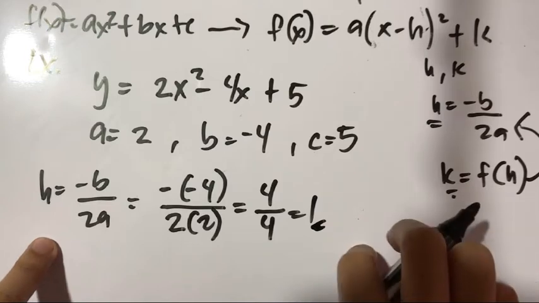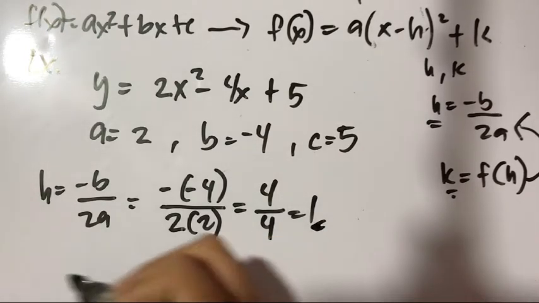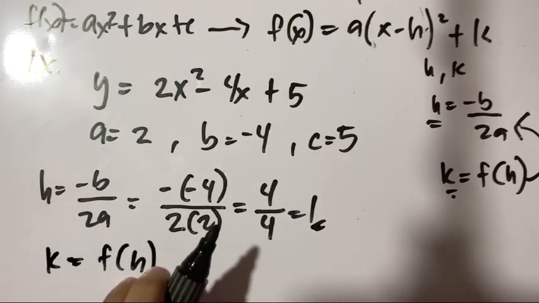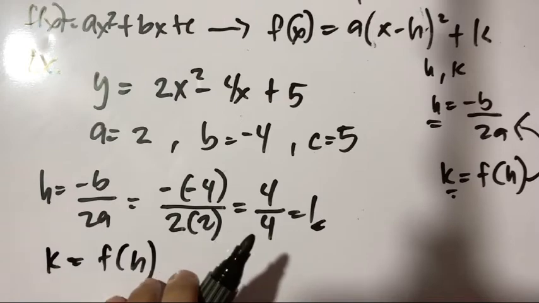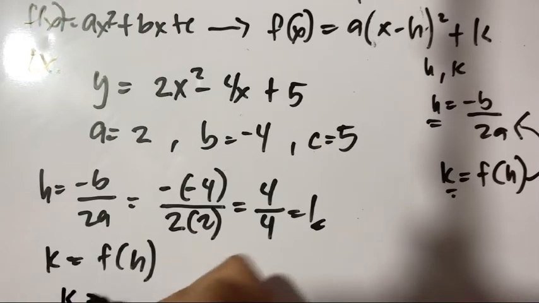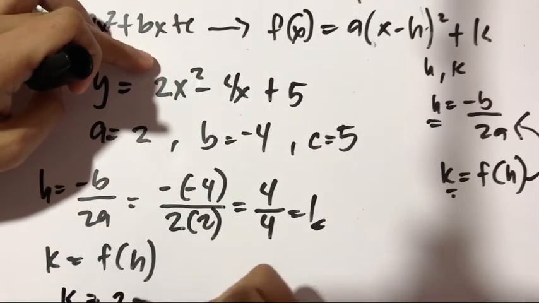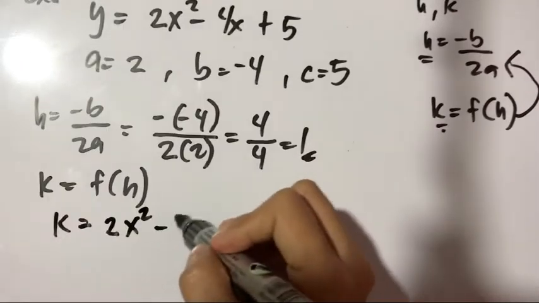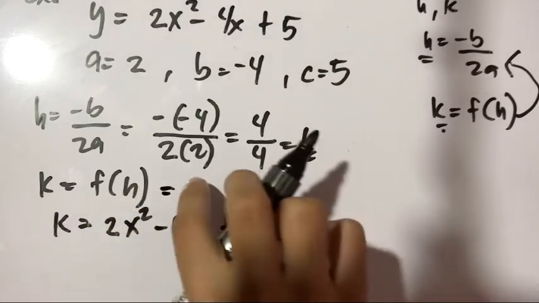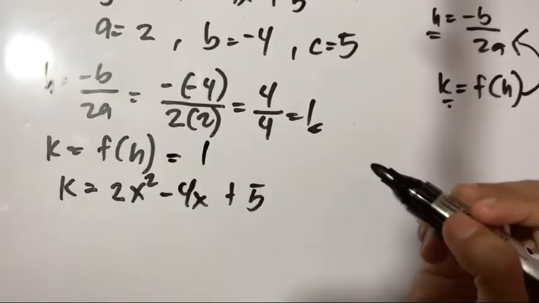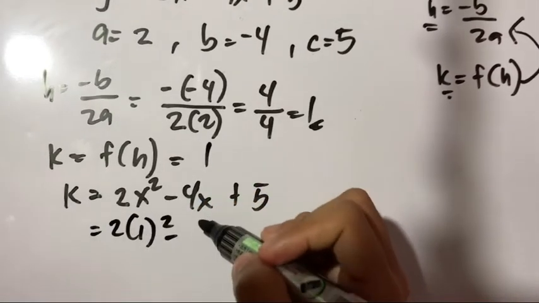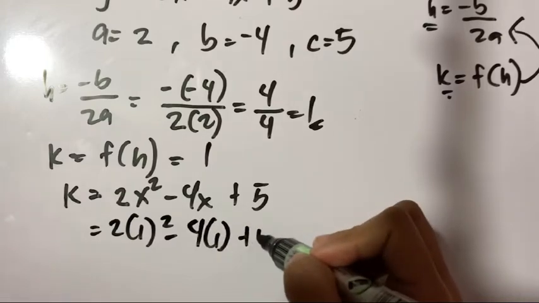The next thing that we have to find is the value of our k, which is f of h. So we just have to substitute the value of our h to this particular equation, no? So from here, our function is 2x squared minus 4x plus 5. Note that our h here is just 1. So we substitute. We have here 2 times 1 squared minus 4 times 1 plus 5.